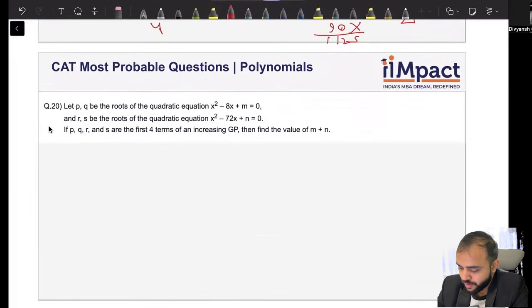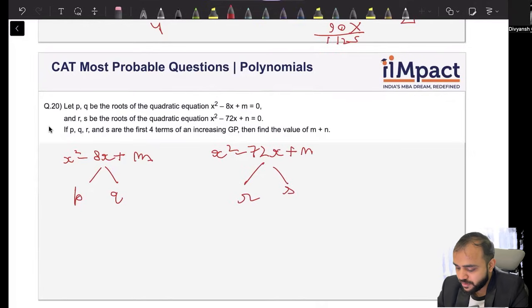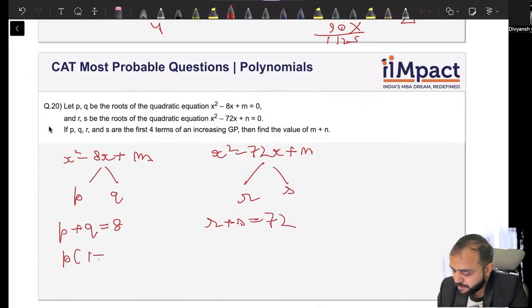P and Q are the roots of the quadratic x square minus 8x plus m, and x square minus 72x plus n has roots R and S. P, Q, R, S are the first terms of an increasing GP, which means P plus Q is equal to 8 and R plus S is equal to 72 is going to be getting used. So P, Q, R, S are in increasing GP. So I can write this as P times 1 plus R, or, we already have R, so I will take something else to represent my common ratio. Let me call this D.